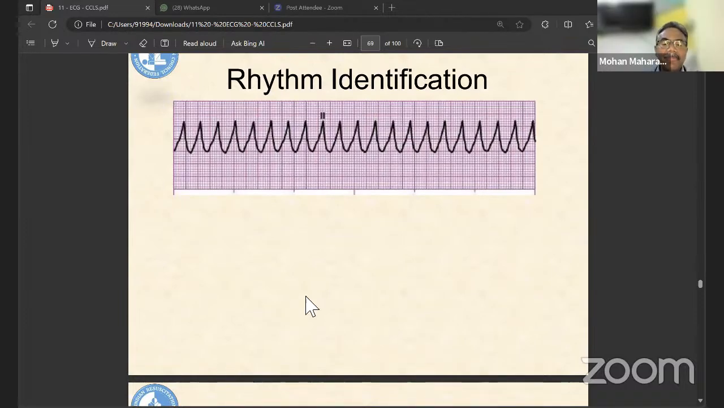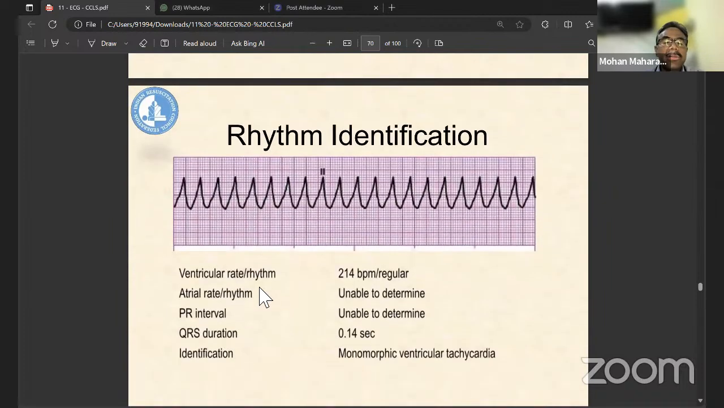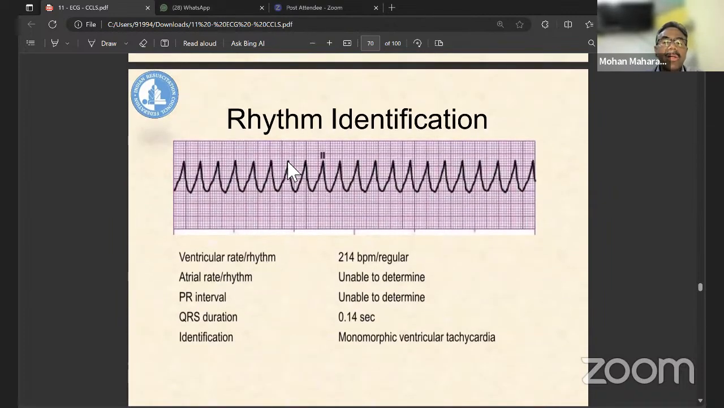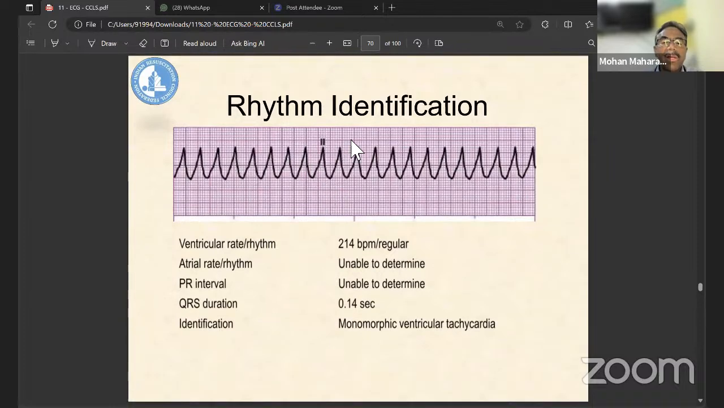Now, this is the rhythm. Rhythm identification. What is the rate it's showing? 214 beats per minute, which is regular. The ventricular rate is regular, atrial rate unable to determine, and PR interval unable to determine. QRS duration 0.14, which is more than 0.12. So identification: it's written here as monomorphic ventricular tachycardia. Monomorphic because almost every complex looks the same.